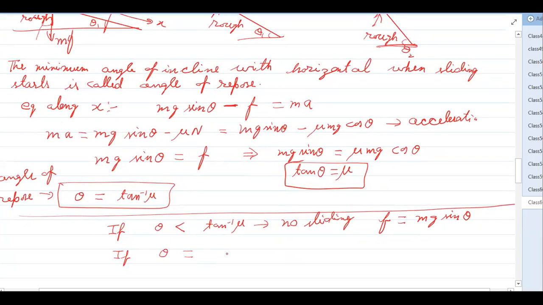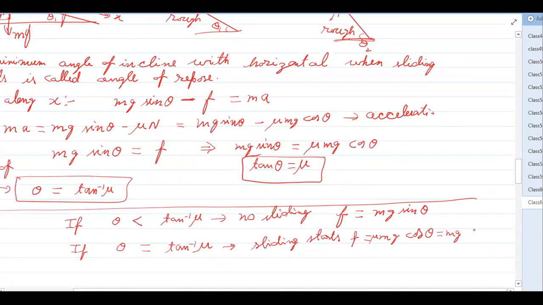Okay, in this case, if theta is equal to tan inverse mu, then sliding starts. And in this case, friction is equal to mu mg cos theta, and that will also be equal to mg sin theta, because it is just starting now. These two are equal. You can see the mg sin theta and mu mg cos theta are equal.